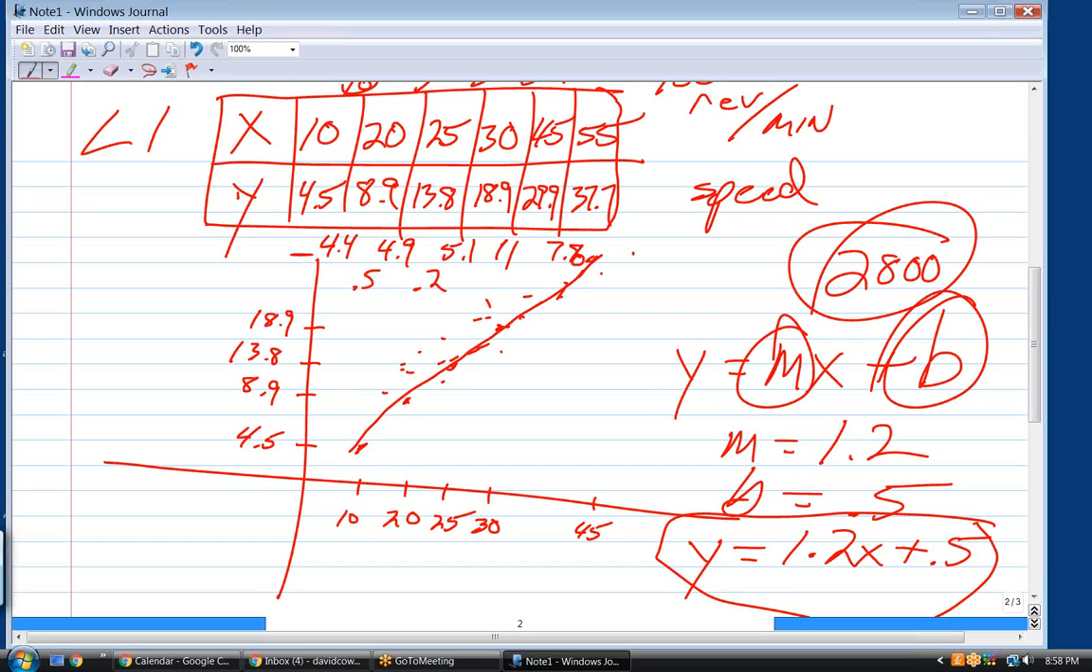Okay? But you can do it on a calculator. You can do it on the Inspire. You can do it on the TI-84. You can even do it online at Wolfram Alpha. But if you request a linear regression, it's going to give you M and B. It's also going to give you a number called R. R is a measurement of how good the dots fit this straight line.